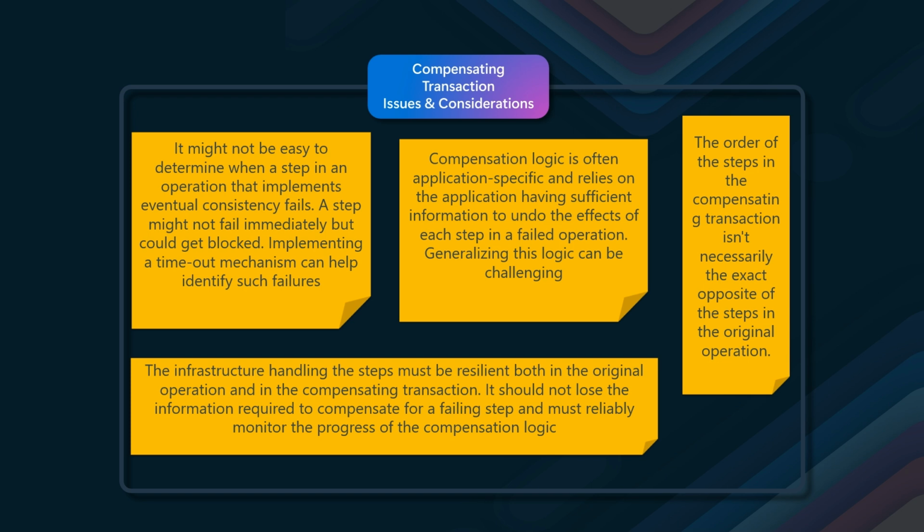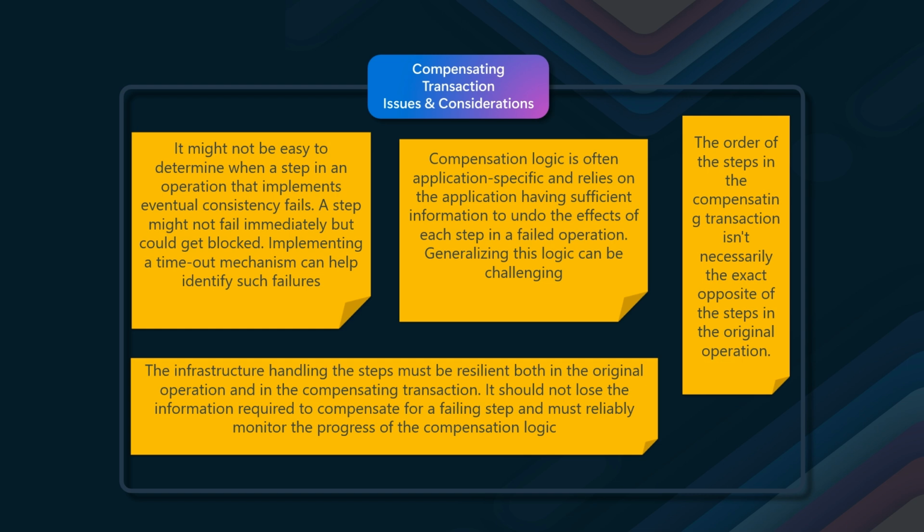A compensating transaction doesn't necessarily return the system data to the state at the start of the original operation. Instead, it compensates for the work that the operation completed successfully before it failed. The steps in the compensating transaction aren't necessarily the exact opposite of the steps of the original operation. For example, one data store might be sensitive to the inconsistencies of another, so the steps that undo changes in this store should occur first.